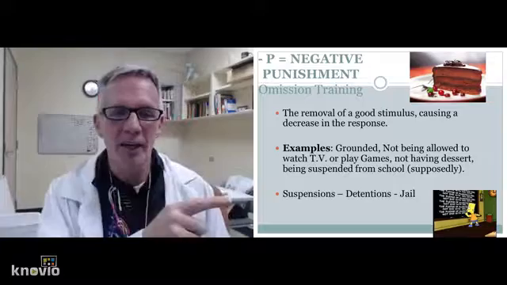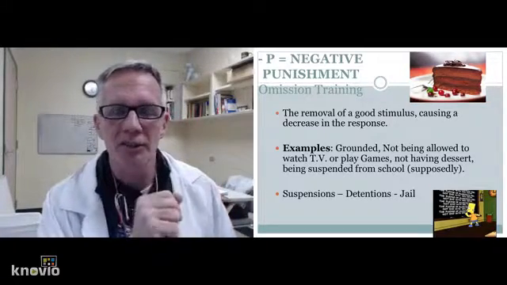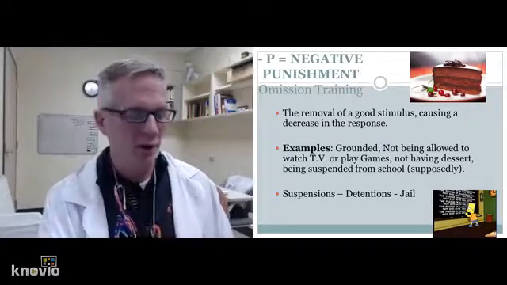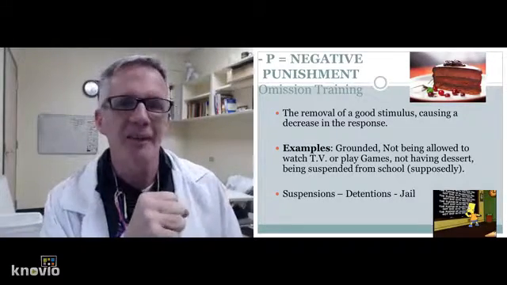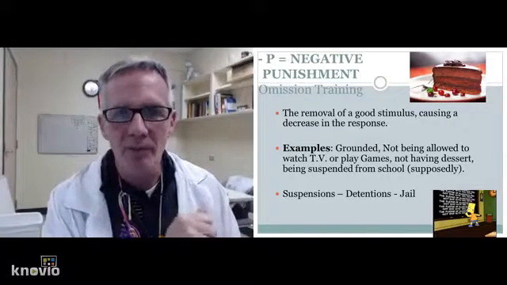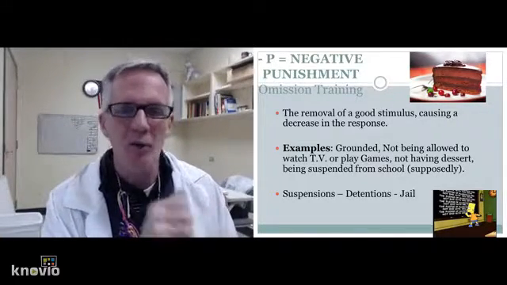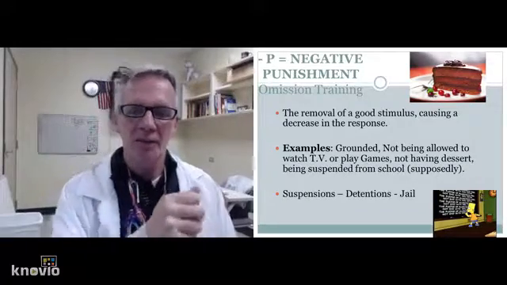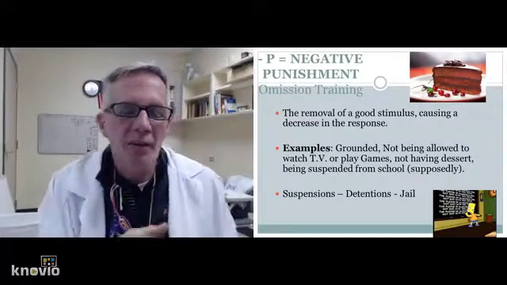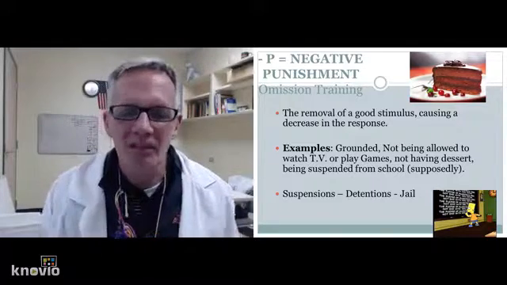Now at the bottom of the slide it says suspensions, detentions, and jail sentences. All of those must be presented somehow. The judge, you go in front of the court, 10 years in jail. He has to give you the sentence, but the actual sentence is taking away your freedom. Suspensions, taking away your freedom. Detentions, taking away your freedom to go home or sleep in on a Saturday morning. They must be presented to you somehow, but they're really taking something away.